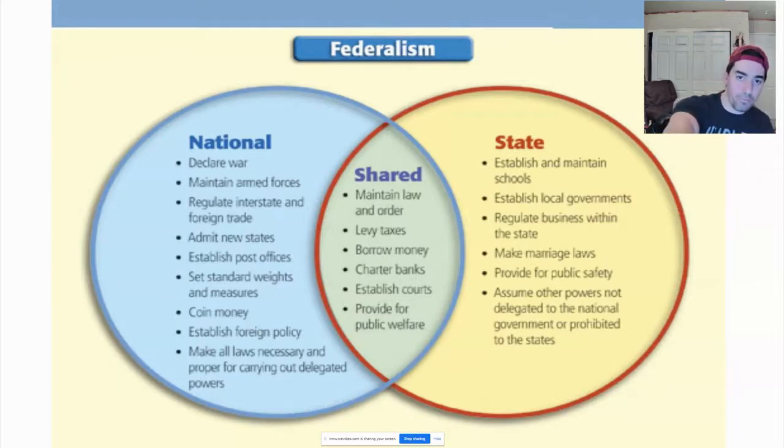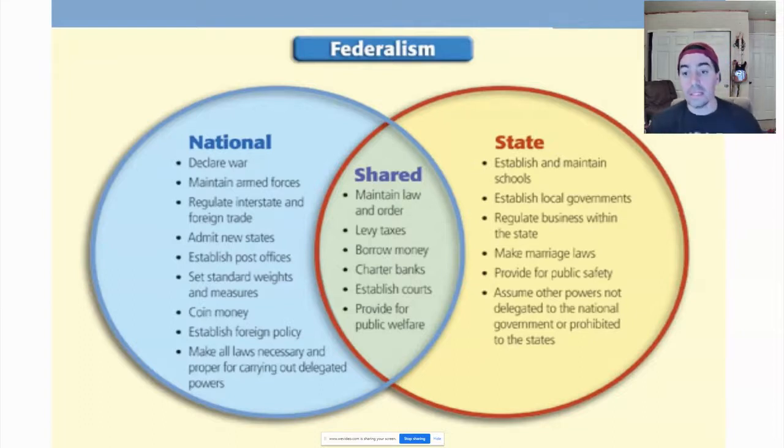So you can see that federalism, this chart that basically describes the 10th Amendment, says that the federal government can declare war, maintain an army, regulate interstate and foreign trade, admit new states, establish post offices, set the standard weights and measures. In this country, we use, I don't know, like metric is one. That's the one that we don't use that the rest of the world uses. We use the other one that's like feet. We measure people in feet. Feet, whatever. All right. Anyhow, coin money, establish foreign policy, make all laws necessary and proper for carrying out delegated powers.